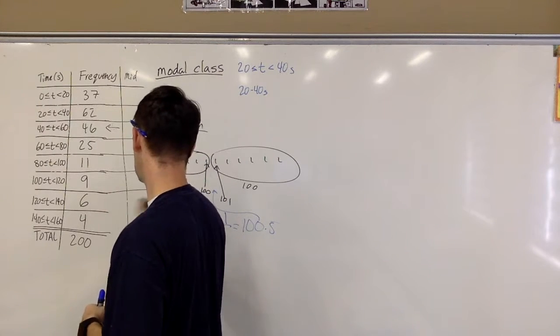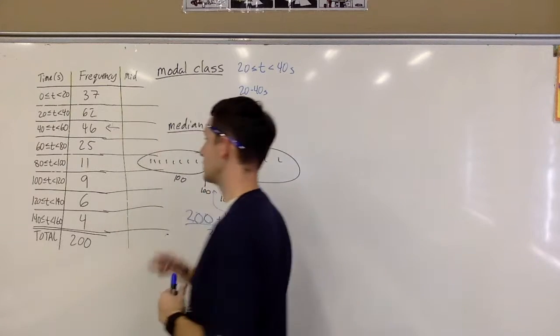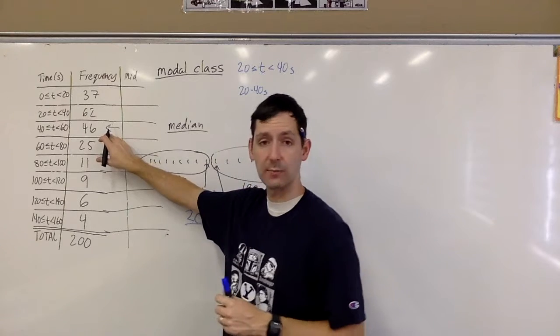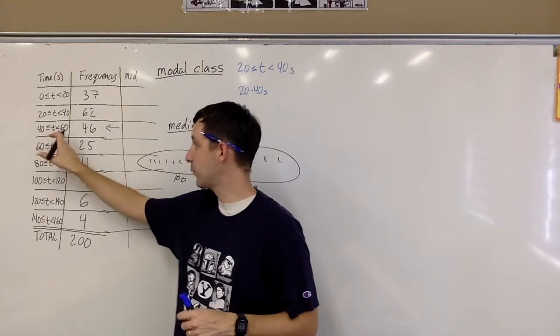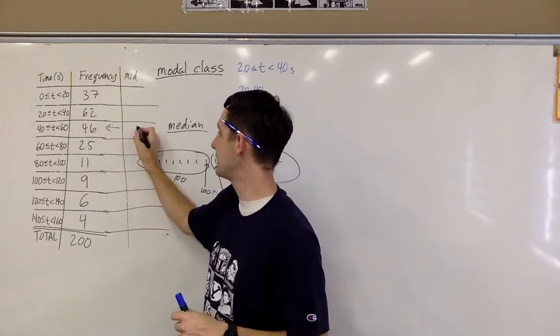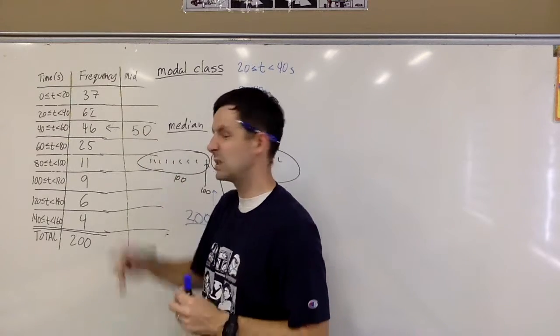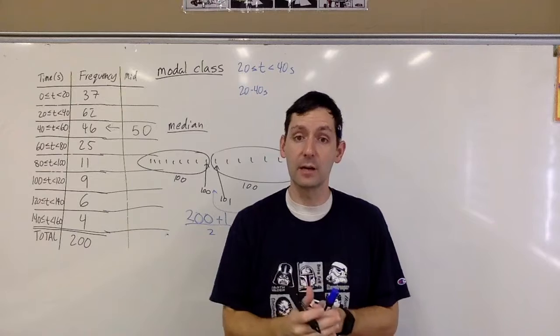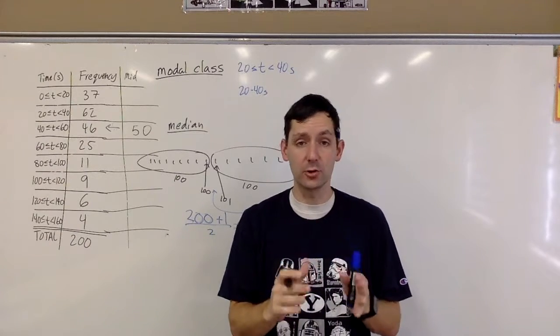So here we go. We need the mid value for each of these. Right now, all I need is the mid value of the range that I'm looking for. Halfway between 40 and 60 is 50. Now, that was an easy one because it's 40 and 60. If it's not easy numbers, then just add them together and divide by 2. Find out what's right in the middle of those two numbers.